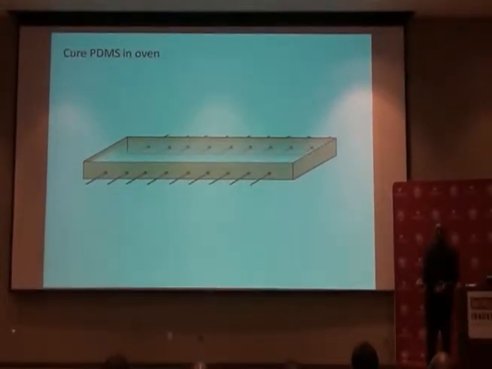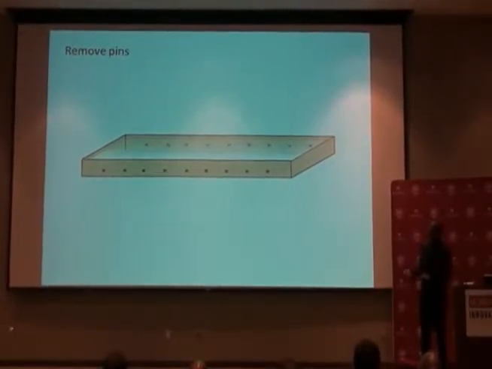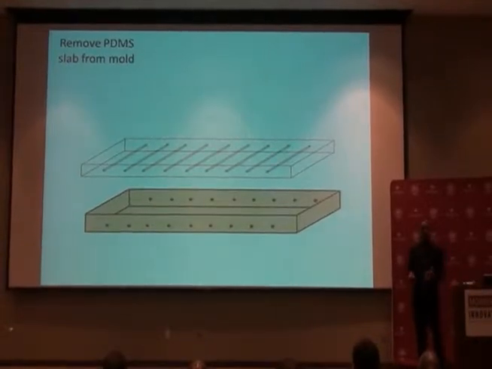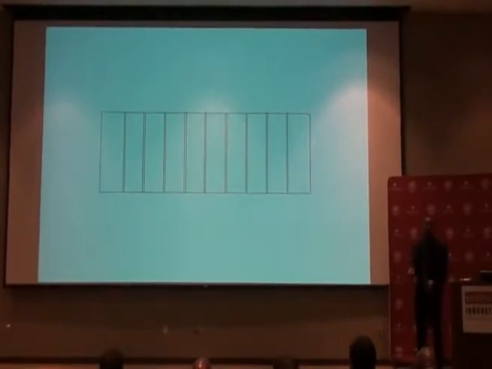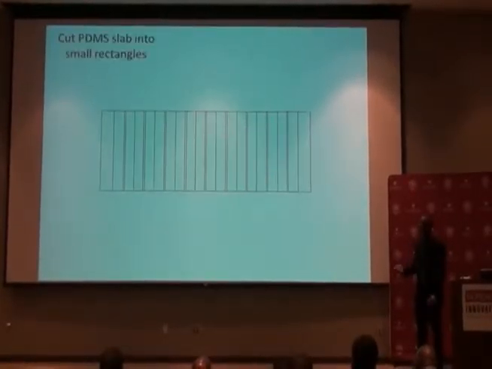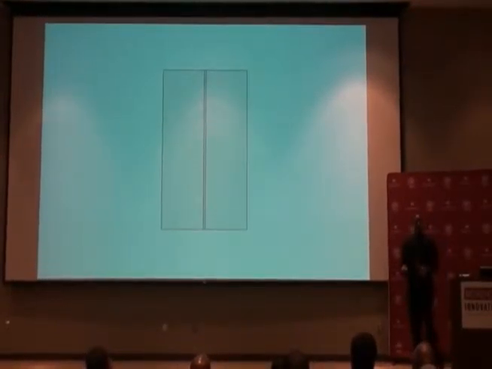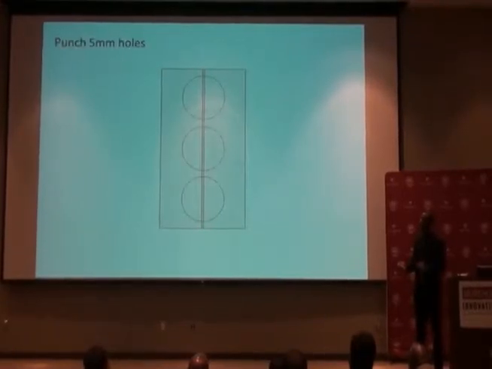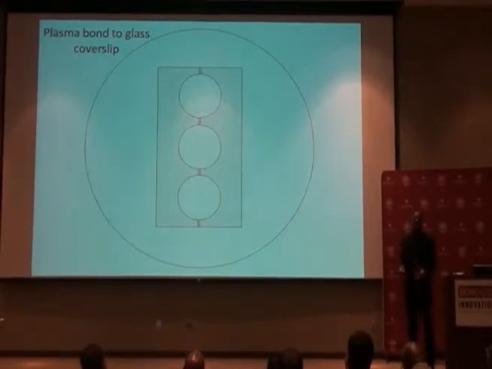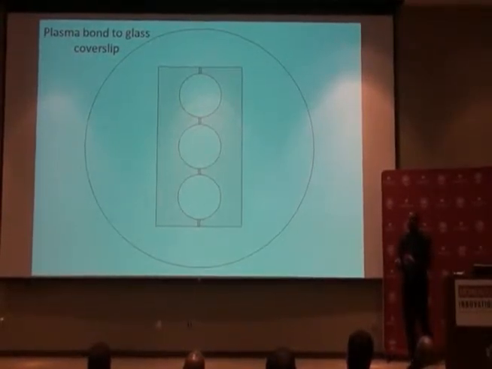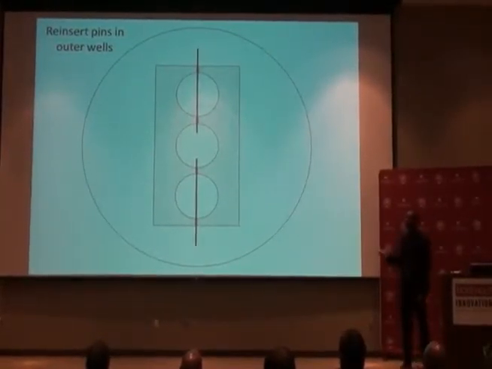So we cured or heated the PDMS in the oven. We removed the pins, leaving holes in the PDMS. We removed the PDMS slab from the mold. Next, we cut the slab up into small rectangles. Each individual rectangle, we punched 3 5mm holes. Next, we plasma bonded this PDMS chip to a glass cover slip. Then we reinserted pins in the outer wells.